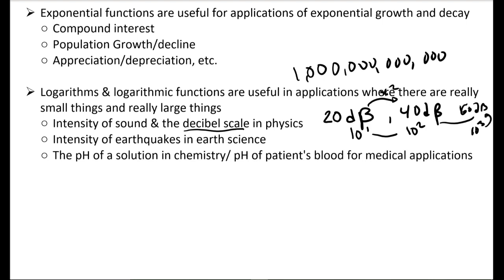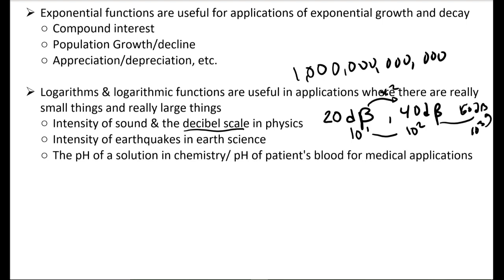And if we convert it back to the decibel scale, we need logarithms to do that. So the logarithm is taking something that will grow really large and converting it to a smaller number in order to make it more compact. And we use this kind of scale in physics and when we're talking about intensity of sound, for example. Now the intensity of earthquakes in earth science would be another application. Earthquakes have so much energy, and we can take that energy with a high exponent value and convert it to some kind of scale.